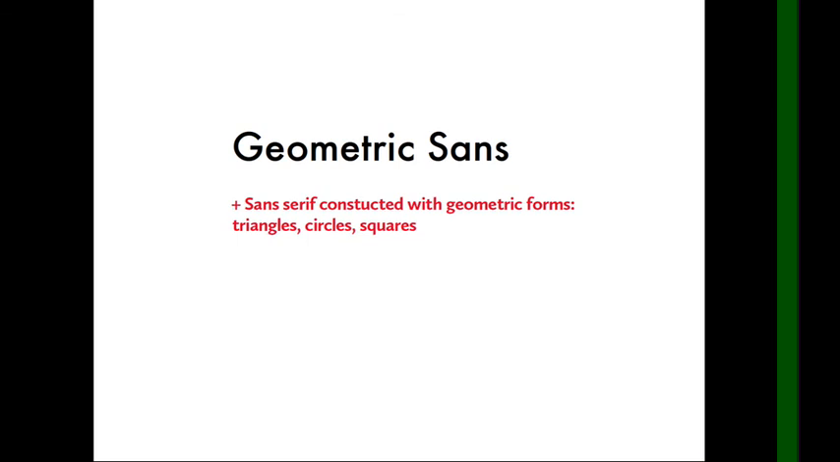A geometric sans serif. This is a relatively easy one to identify. It is sans serif, it has no serifs, and the letter shapes are constructed with geometric forms: triangles, circles, squares.